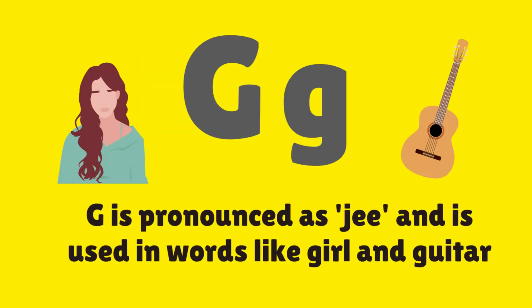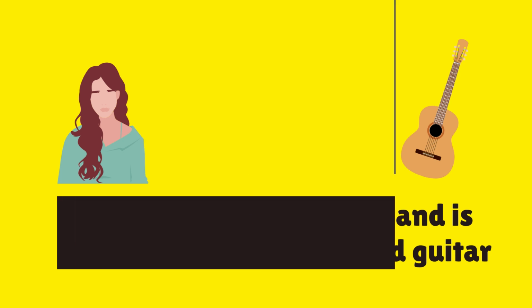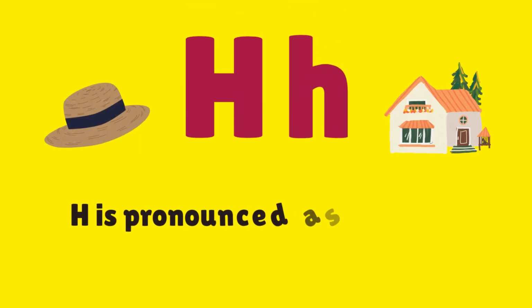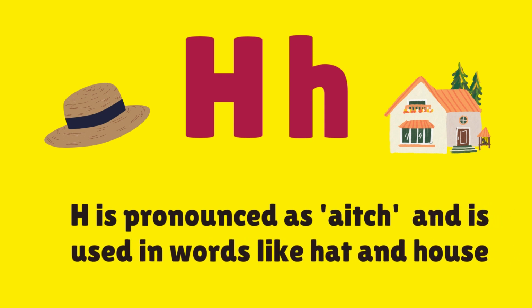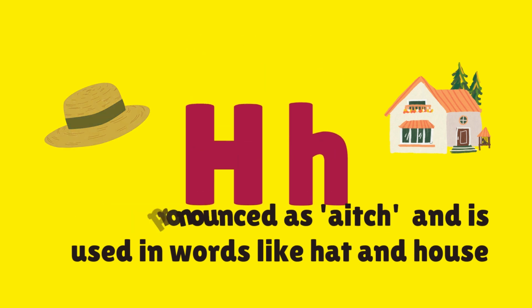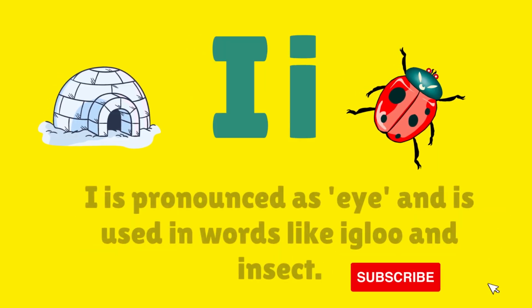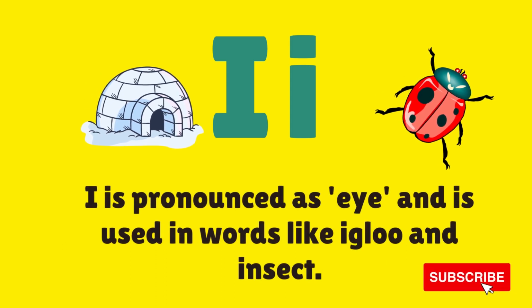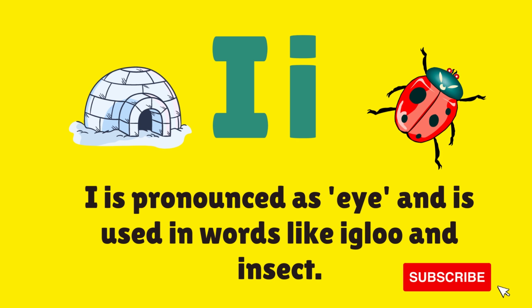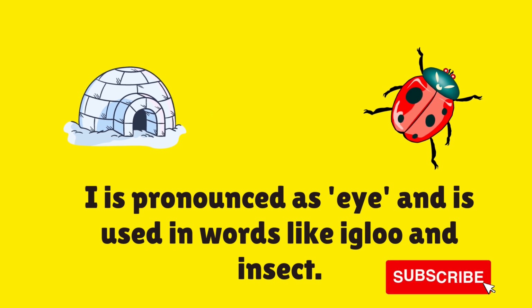G is pronounced as G, and is used in words like girl and guitar. H is pronounced as H, and is used in words like hat and house. I is pronounced as I, and is used in words like igloo and insect.